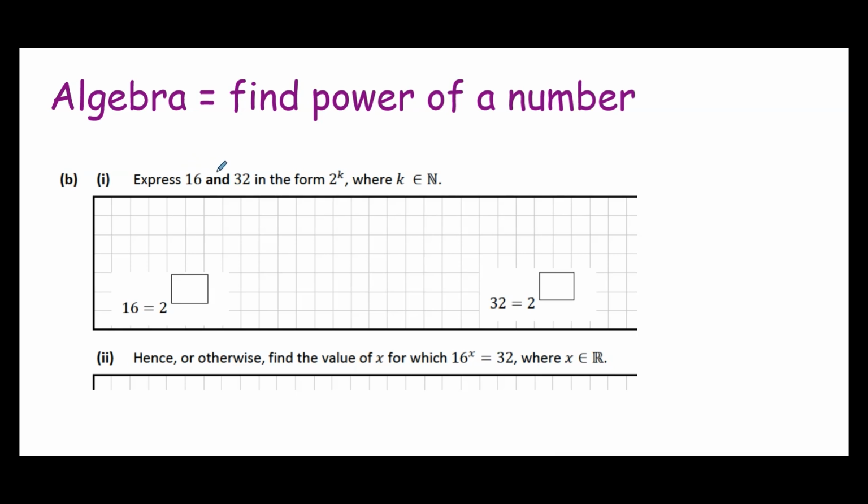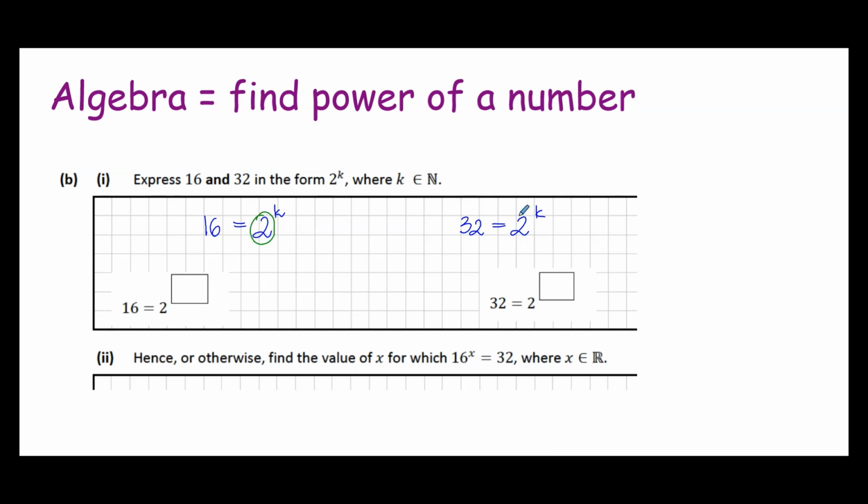We have: express 16 and 32 in the form 2 to the power of k. So what does that mean? Instead of 16, I have to write 2 to the power of k. Or instead of 32, I have to write 2 to the power of k. So I need to know what is that value of k. So what is that k? That is the power, isn't it?